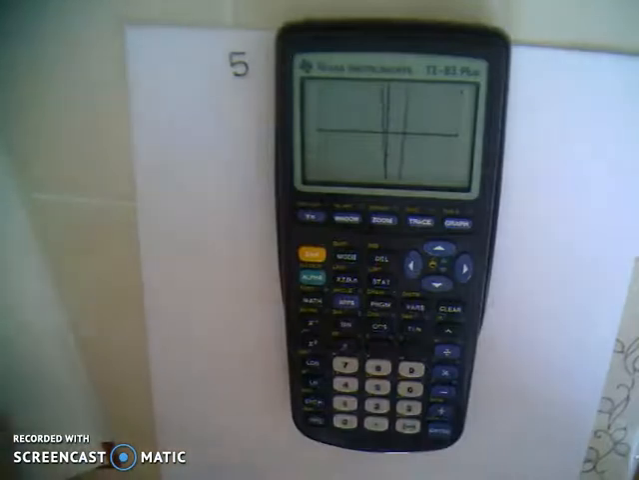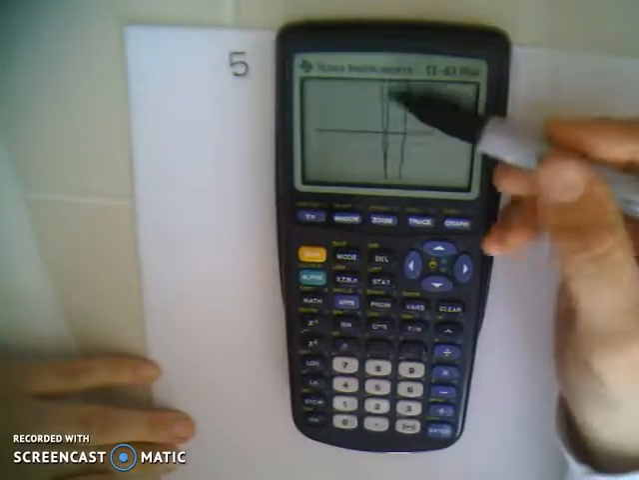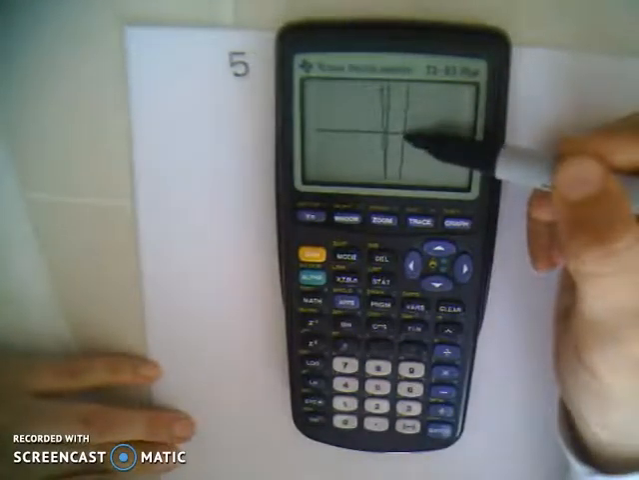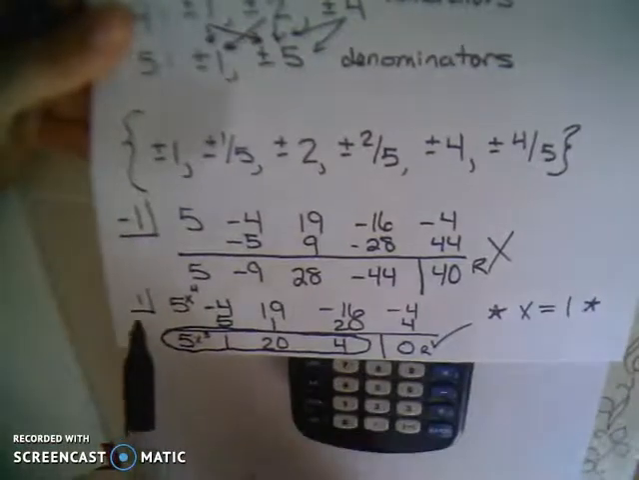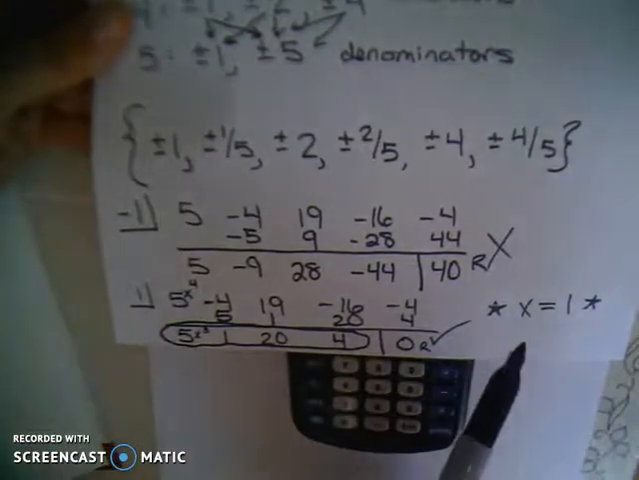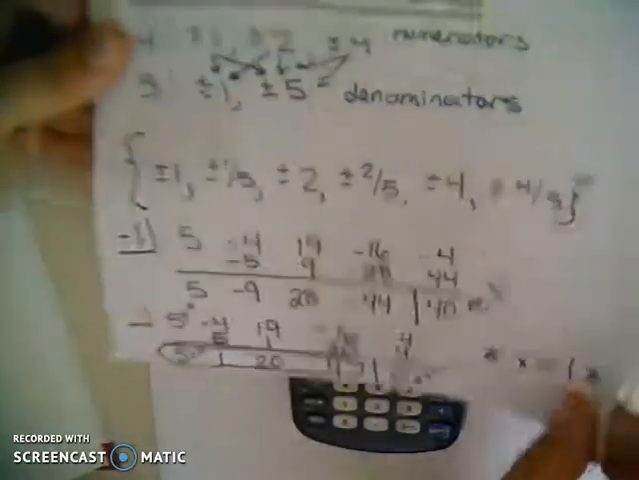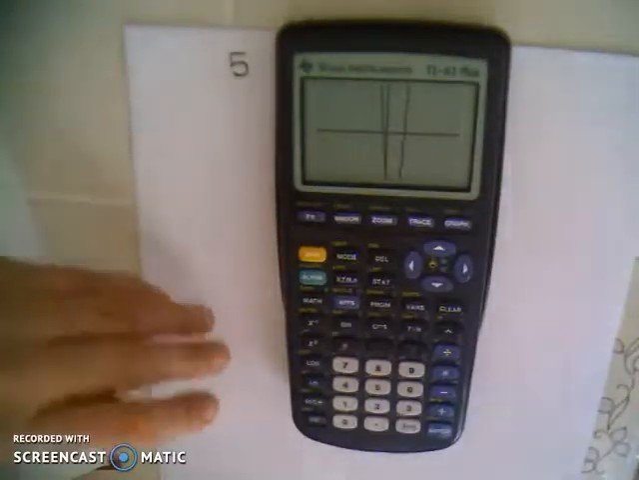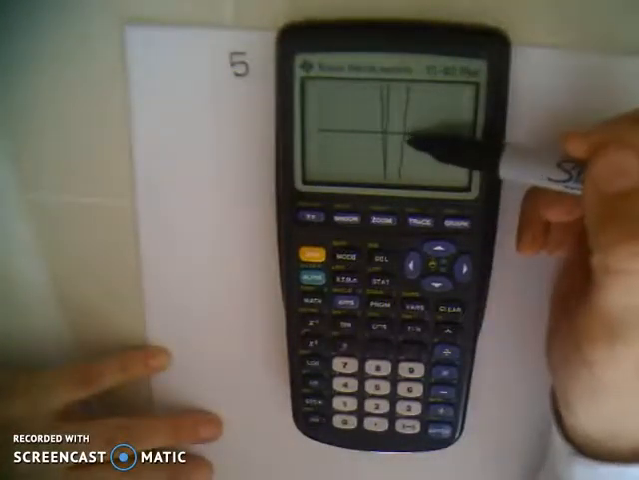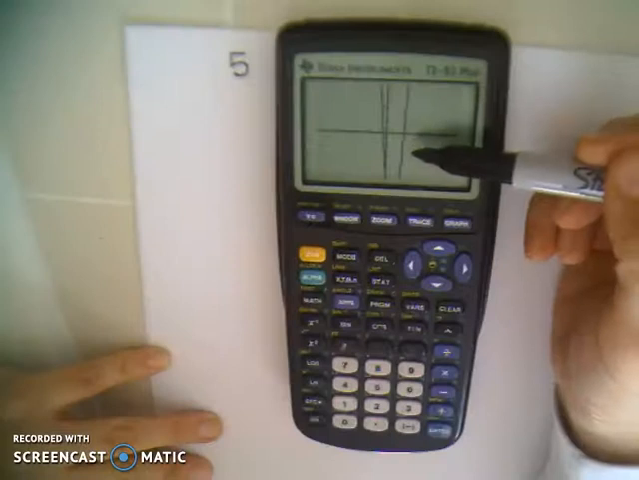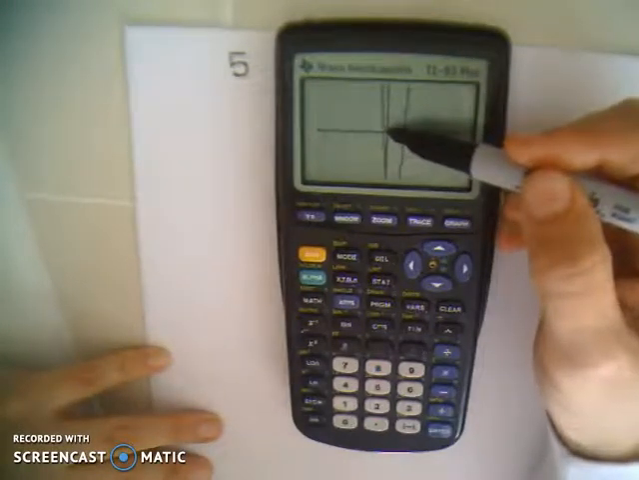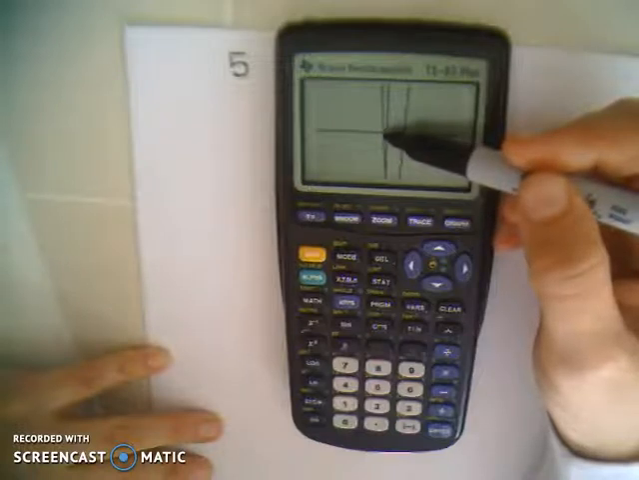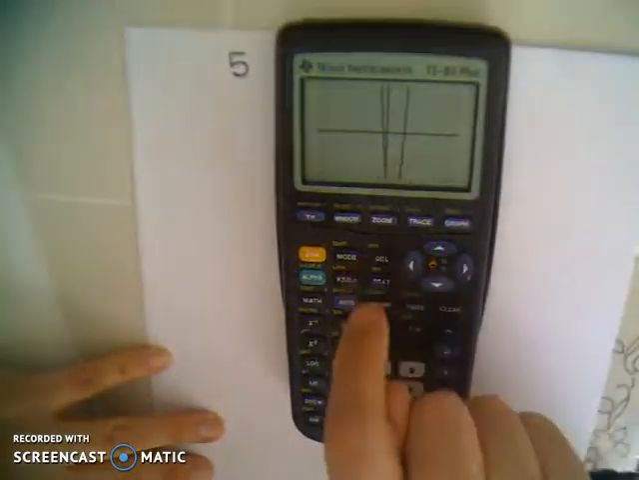So it looks like this polynomial crosses at +1, which is perfect because we just showed with the math that 1 works. So it makes perfect sense for us to look at this graph and see that it's crossing at 1, because the x-intercepts are always going to match up with the zeros. And it looks like I have another one over here just to the left of the origin. And I'm going to ask the calculator what it is.